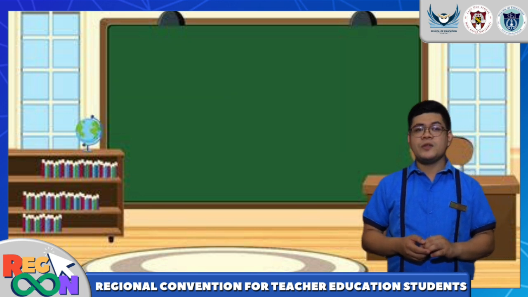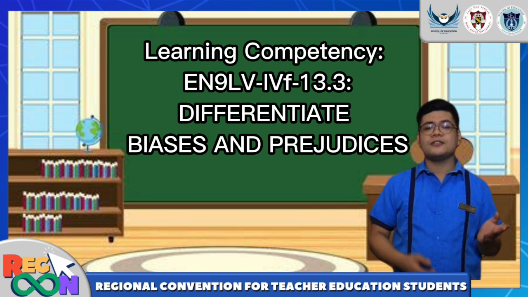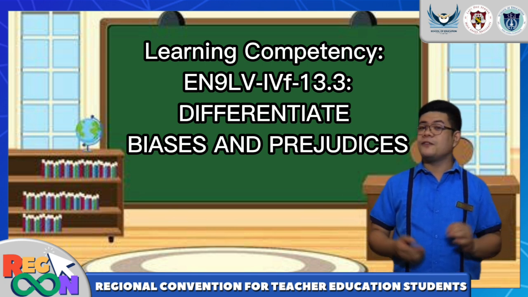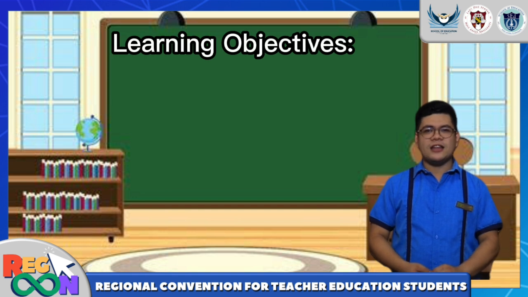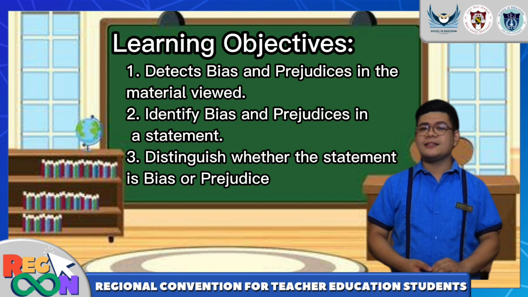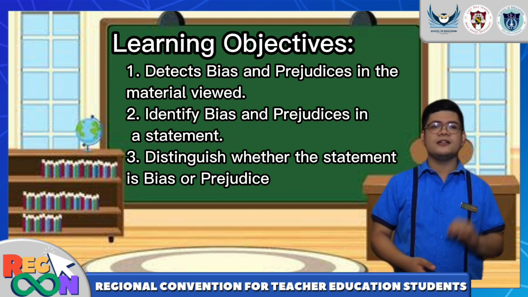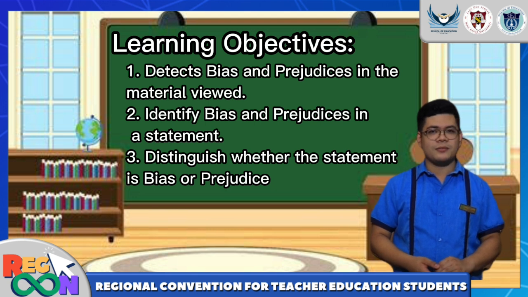So for today, our learning competency is differentiate biases to prejudices. And for our learning objectives, at the end of the lesson, you are expected to first, detect bias and prejudice in the material viewed. Second, identify bias and prejudice in a statement. And third, distinguish whether the statement is bias or prejudice.